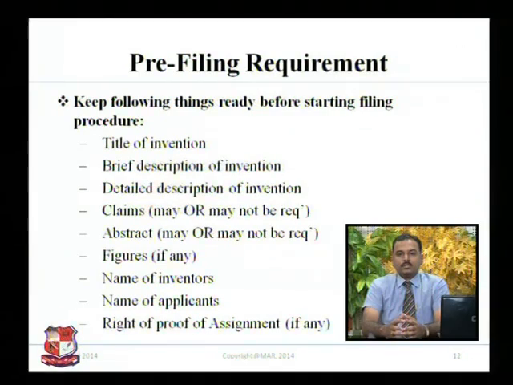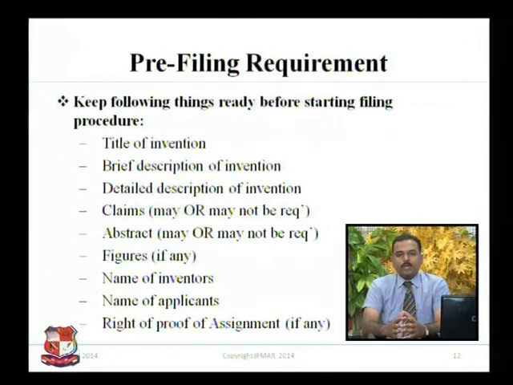Then figures related to your invention, which are again not mandatory, but it is advisable that if you can represent your invention with some figures, that will make the examiner's mindset very clear about your invention. So the chances of getting queries and rejections would be minimized if you can add some schematic figures.